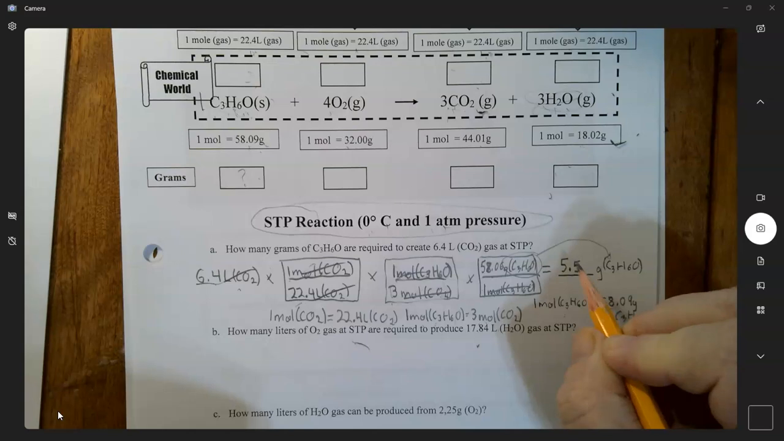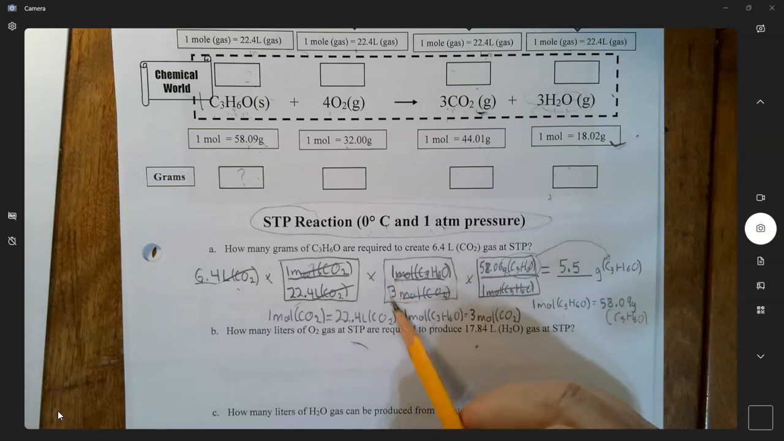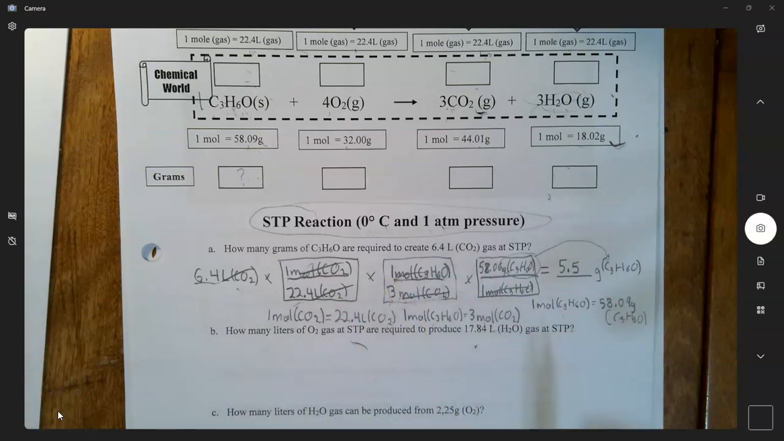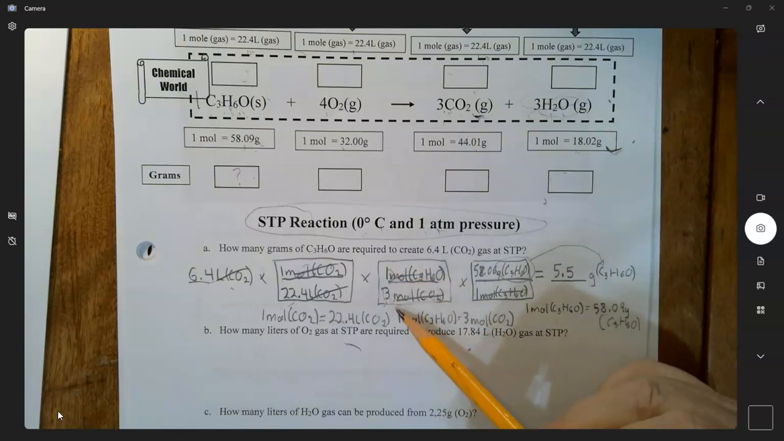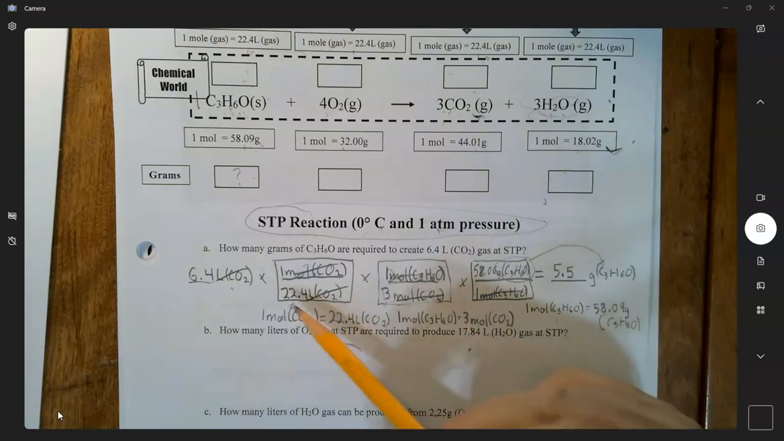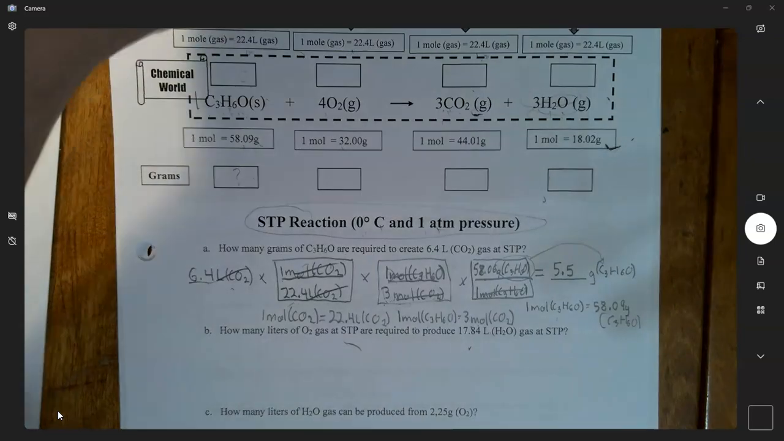Remember that when you set moles, that's an ideal number. So you mean exactly 1 mole, exactly 3 moles. So those are not limiting the significant figures. That's an infinite number of significant figures, and so is that. But these are the ones that are measured values, and so they limit your significant figures. Okay, let's go on.